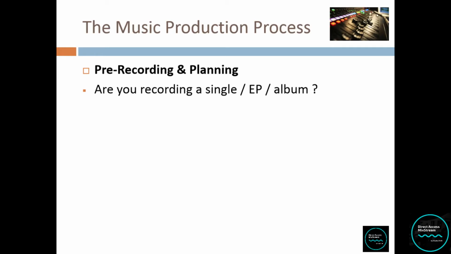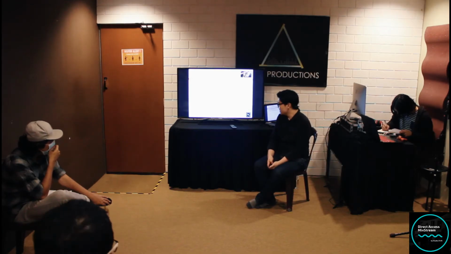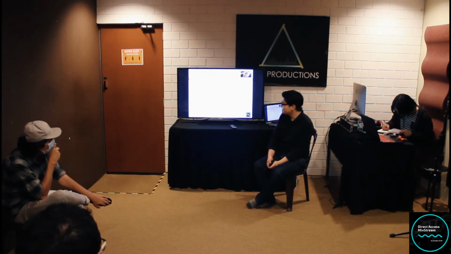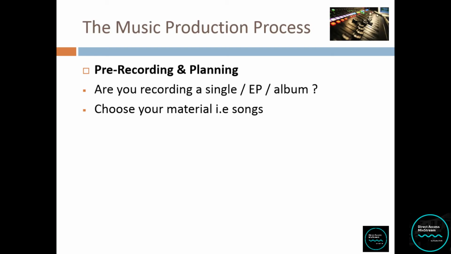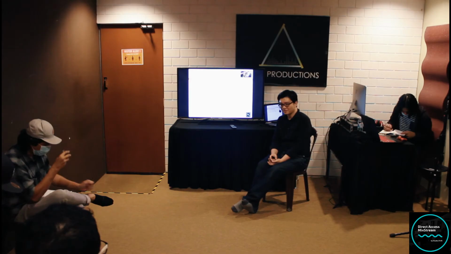So, are you recording a single, or an EP, or an album? It's important to know what your goal is and what you are setting out to record. Is it a single? Is it an EP? Or is it an album? Number 2, you need to choose your material, i.e. your songs, and how many songs. Obviously a single is one song, but when we want to release a single, it does not mean that you only write one song. You know what I mean?